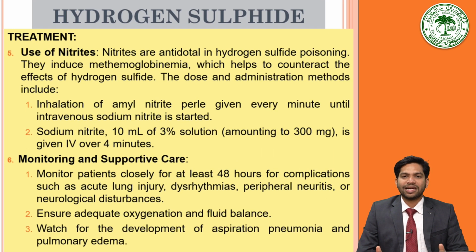Then one of the important agents in case of hydrogen sulfide poisoning is the nitrites. Nitrites are the antidote in hydrogen sulfide poisoning. They induce methemoglobinemia, which helps to counteract the effects of hydrogen sulfide. Since hydrogen sulfide has a greater affinity for methemoglobin than for cytochrome oxidase, it dissociates from the latter and binds preferentially to the former, resulting in the formation of sulf-methemoglobin.